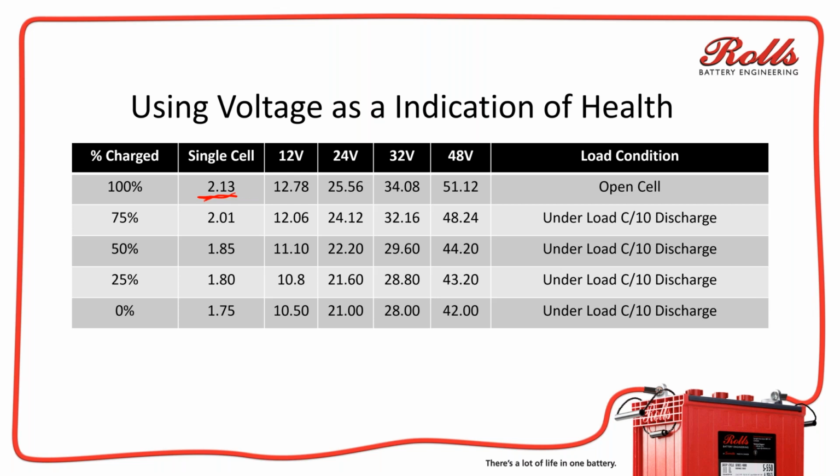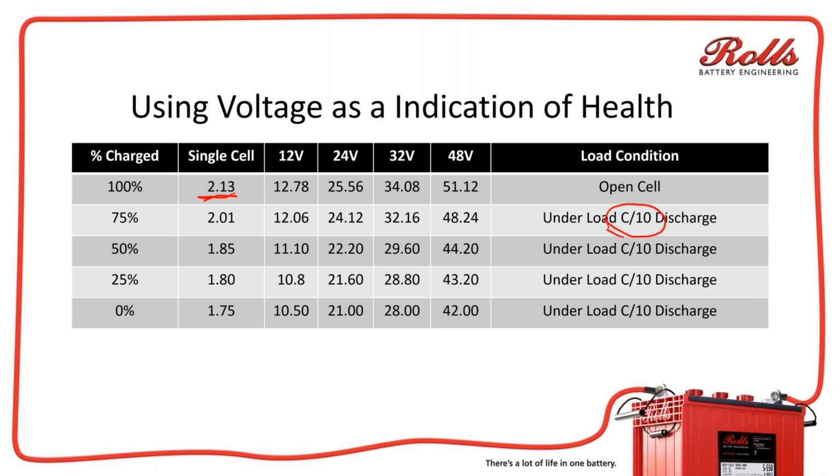Now you can do it under load as well. And here are some charts or tables under load, but you have to be careful, as this is at a C10 discharge rate, which means you're discharging at the 10 hour rate. Most customers aren't going to discharge at the 10 hour rate. They're going to discharge at a 20 hour rate, and so your voltages may be higher. You can keep track of your battery voltages, but I would not use your battery voltage as an indicator of the state of charge or health of the battery bank.